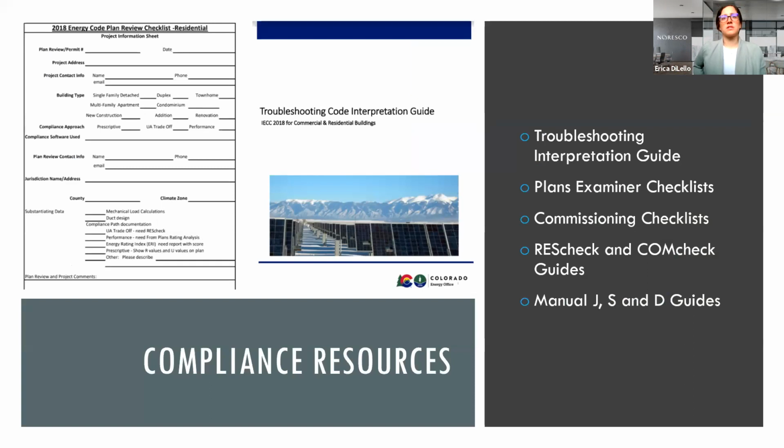Then looking at compliance resources, we've created a troubleshooting code interpretation guide. That guide is focused on 2018 and it answers questions about how the different I-codes interact with each other, where there are conflicts, alignments, and how to interpret some of the code requirements that we've heard from building officials may have trouble with. So the goal of that guide is to just provide clarification and run through compliance pathways and different things like that.